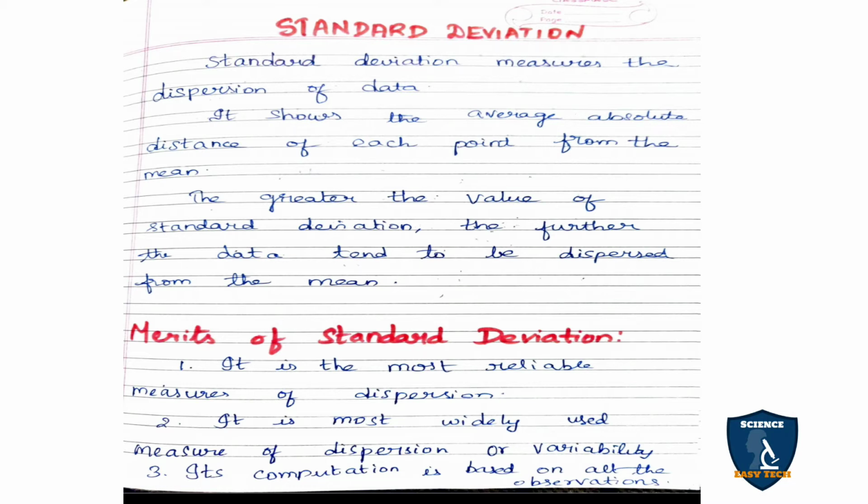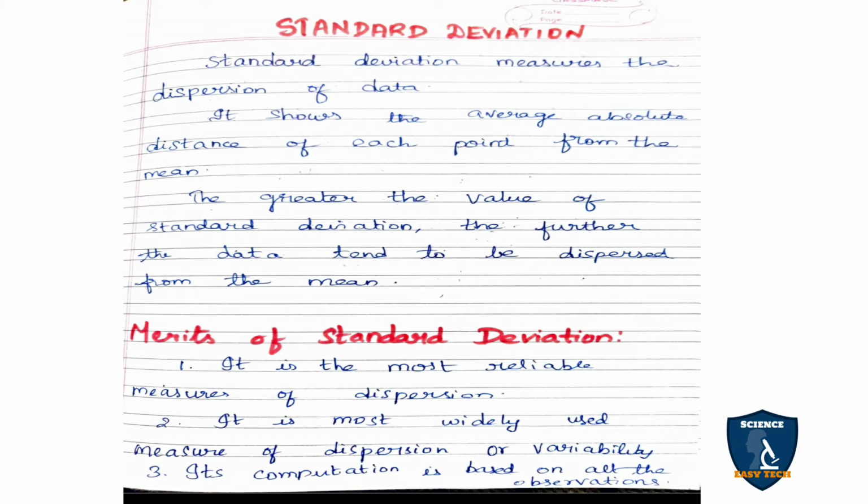So what is standard deviation? Standard deviation measures the dispersion of data. It shows the average absolute distance of each point from the mean, how much deviation is there. So the greater the deviation, the greater will be the value of standard deviation.